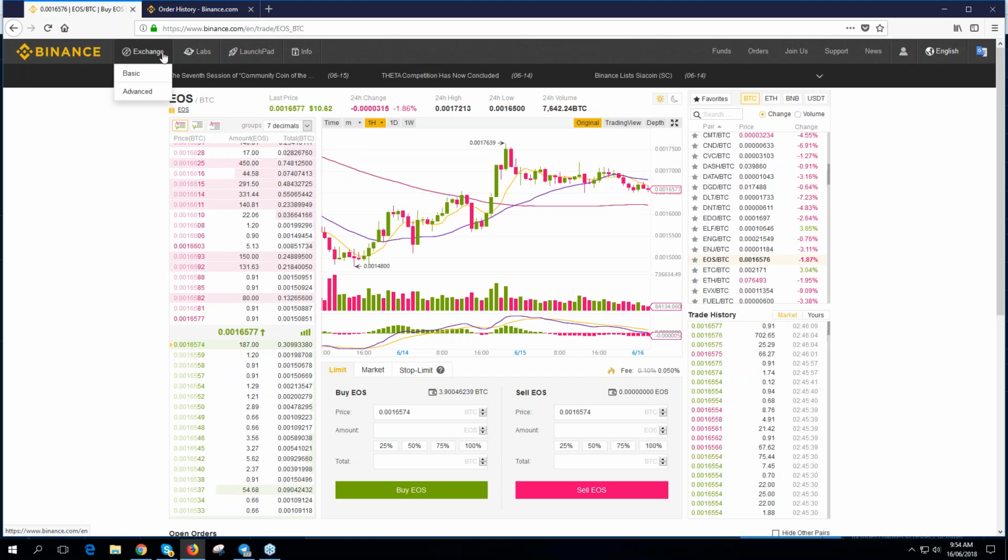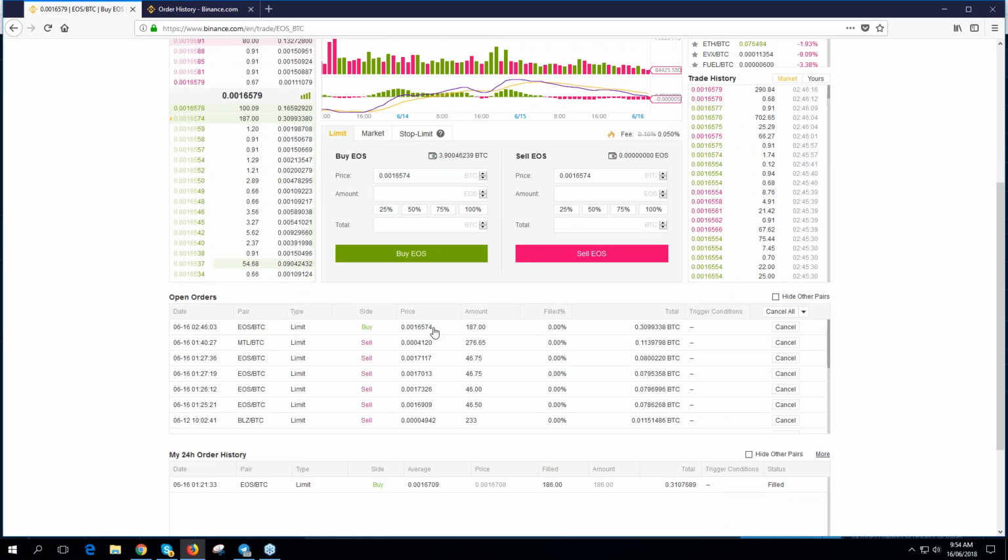I'm using the basic exchange. Up here, exchanges. I want to buy EOS. So let's go down and have a look. And I've got 0% filled. Here's my order. See, EOS limit buy 0% filled.